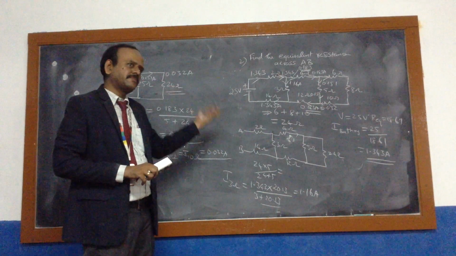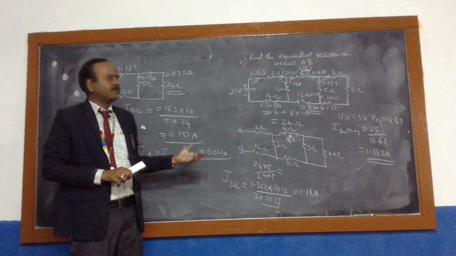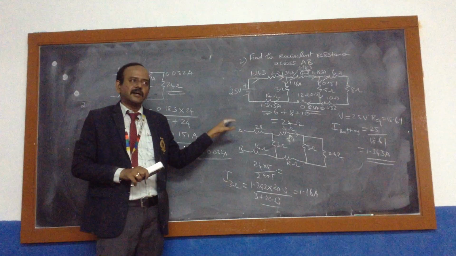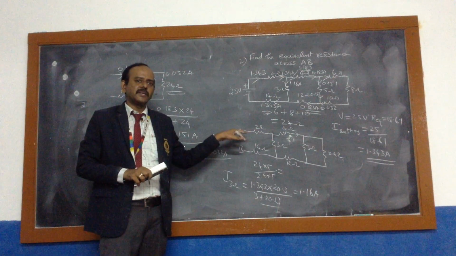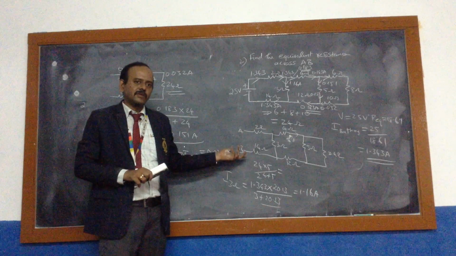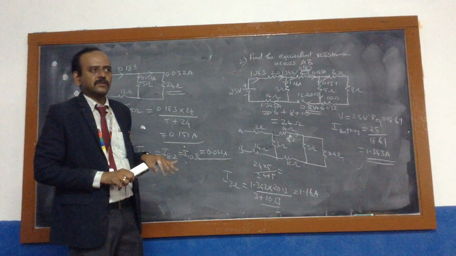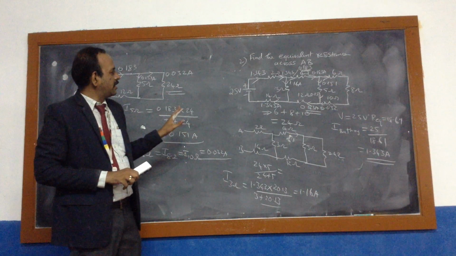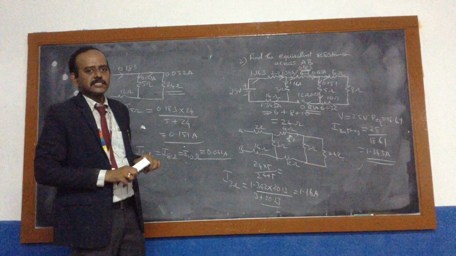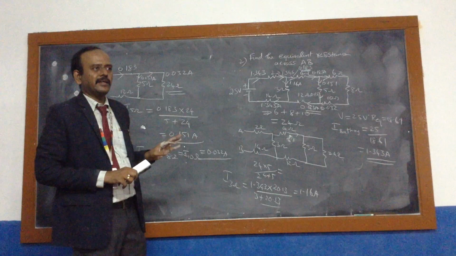Or we can apply mesh analysis, or you can analyze by nodal analysis also. But if they ask particularly to find the total resistance or equivalent resistance and the current through each resistance, then you can easily do it by this method. Find the total resistance, and from that find the current through each resistance. So I think it is clear how to find the equivalent resistance, as well as the current through each resistance, as well as the current supplied by the battery.